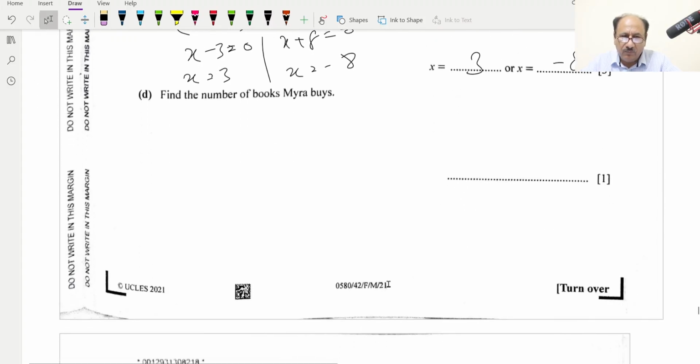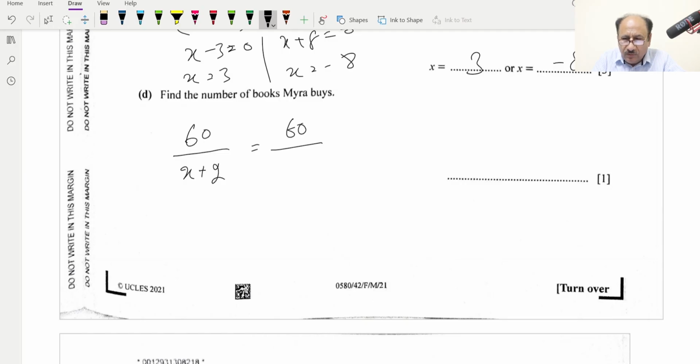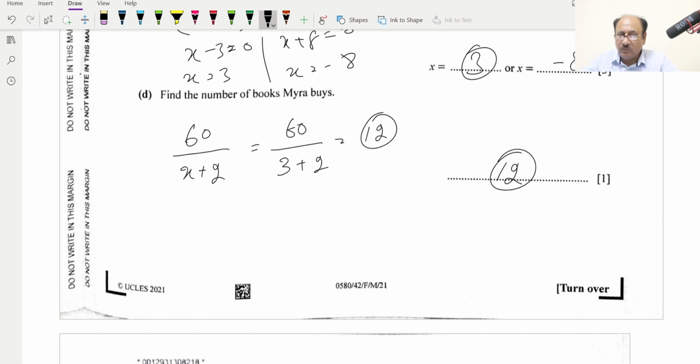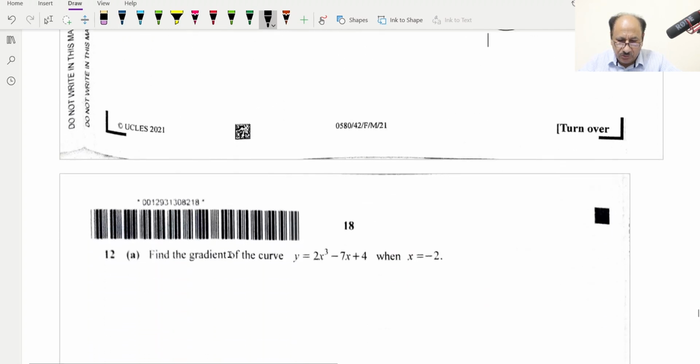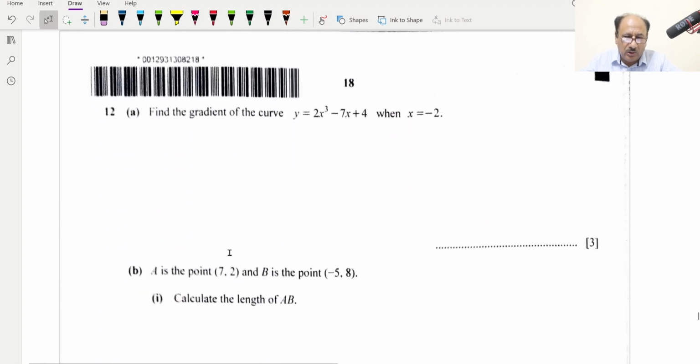Then find the number of books Myra buys. For Myra, we have written 60 over x plus 2, and what is that? The positive number is 3, so 3 plus 2 is equal to 5, so 60 over 5 will be 12, so the answer will be 12 over here. Hopefully you understood this. Now question number 12, find the gradient of the curve.